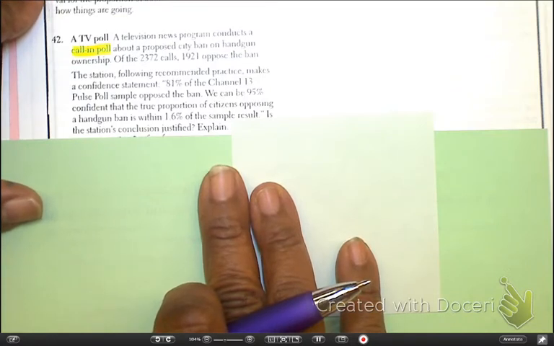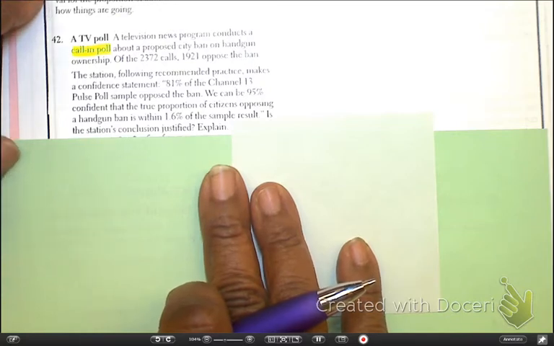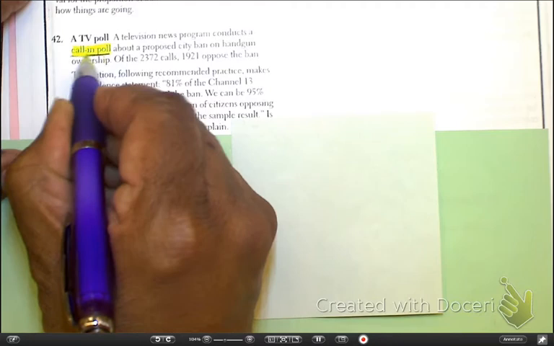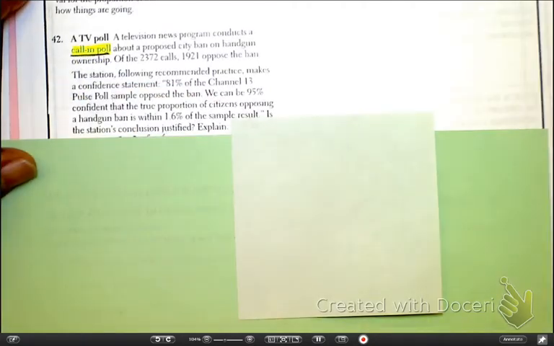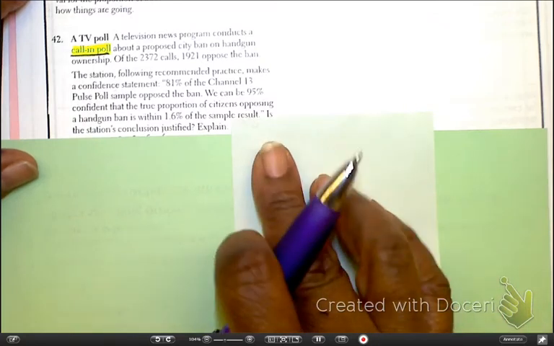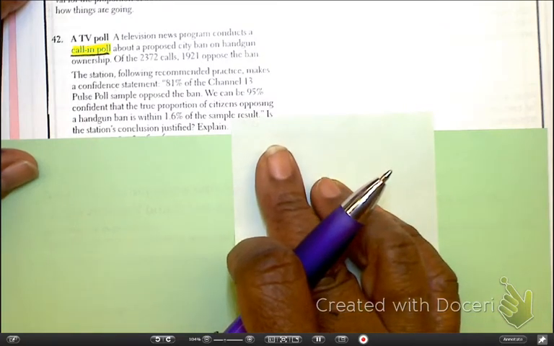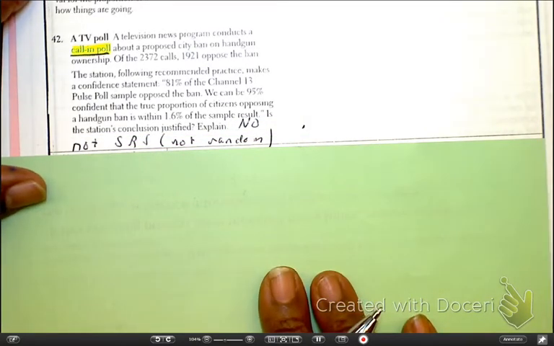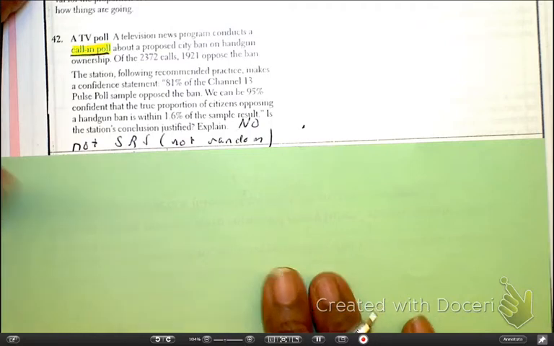Okay, welcome back. Now, as I look at this, a TV poll conducts a call-in poll. That's volunteer sampling. I'm not going to call in unless I have an agenda. So the question at the bottom is asking, is the station's conclusion justified? Heck no. It's not an SRS. It's not random.